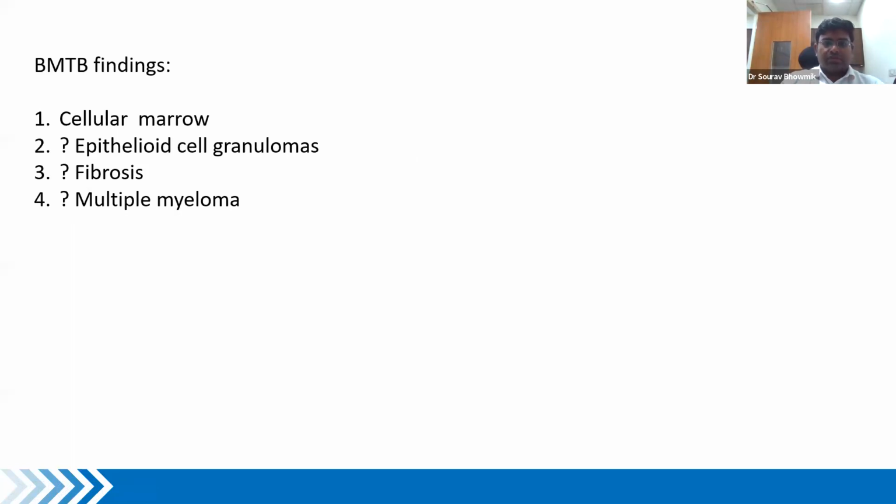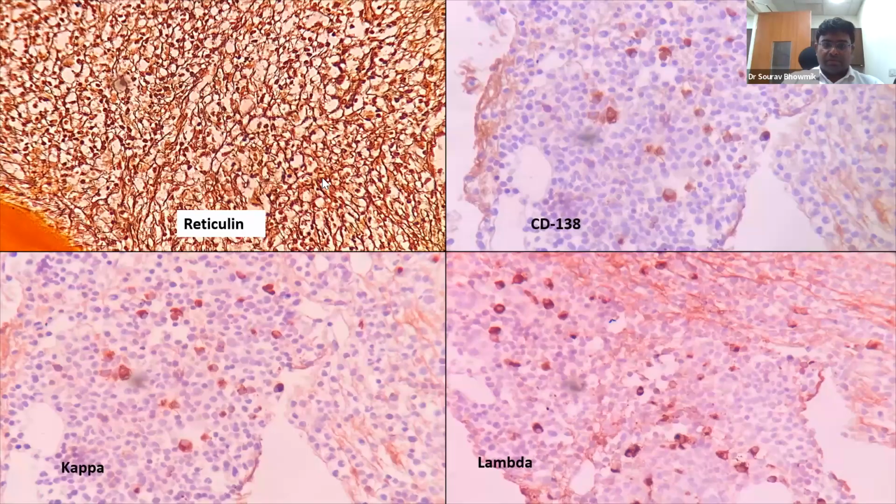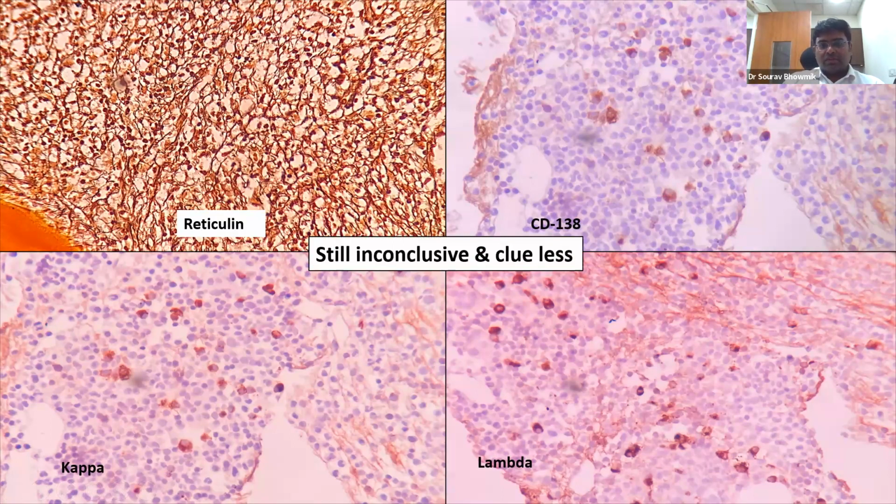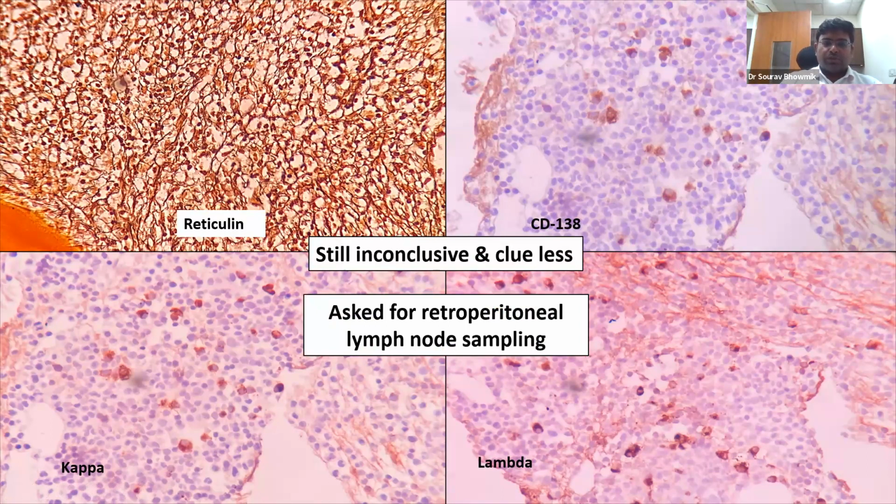So we went for reticulin stain, and the reticulin fibrosis was around grade 3, and CD138 was positive. It highlighted the plasma cells, but they were not so high in number, and they expressed both kappa and lambda markers. So there is a polyclonal population of plasma cells, and it still remained inconclusive. And then we asked the clinician for retroperitoneal lymph node sampling.